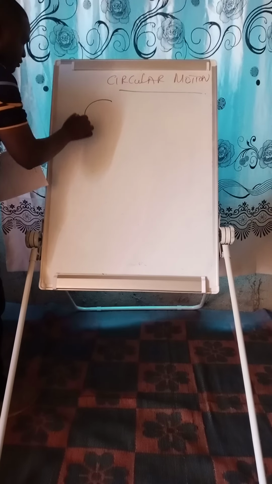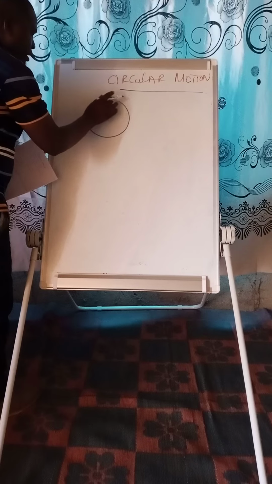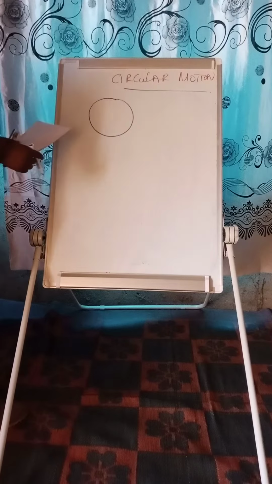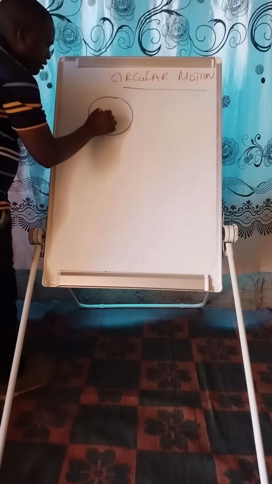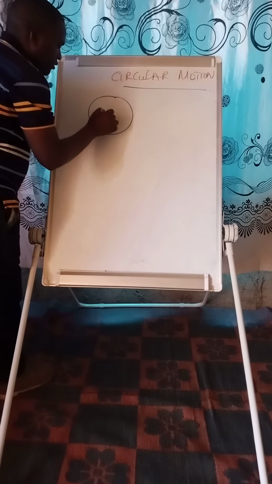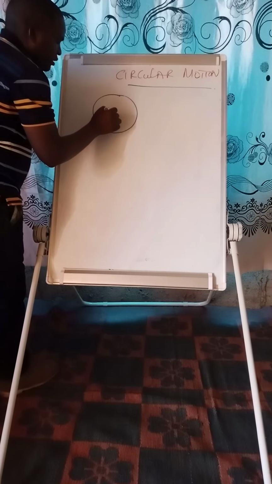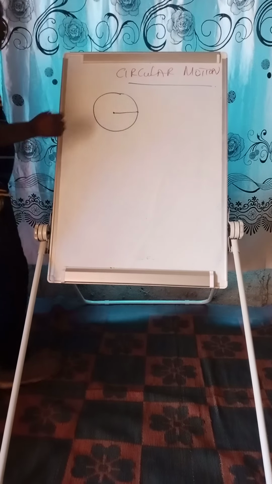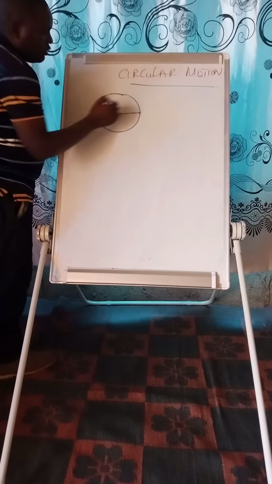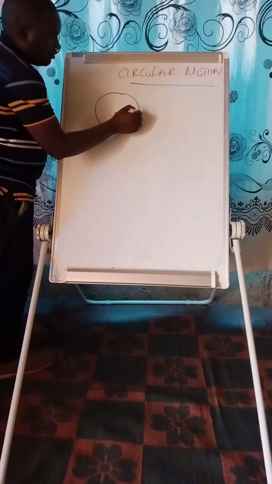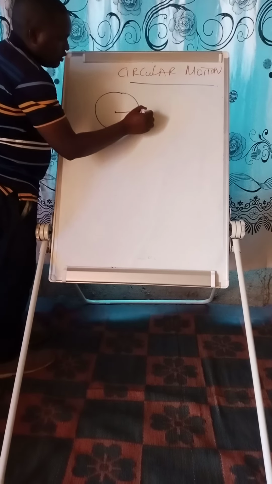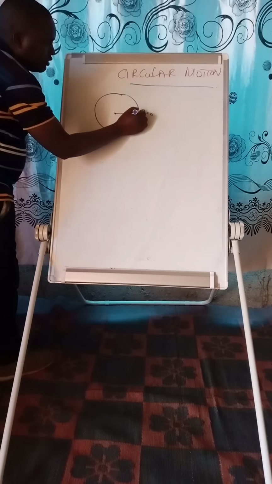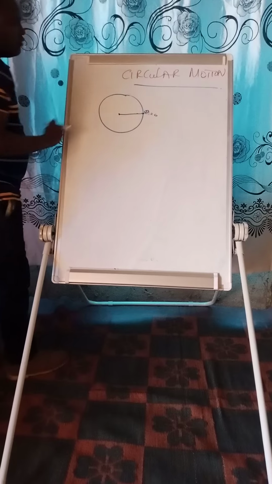Example, this is a motion described by an object which is in circular motion. This is the center. You see, for example, an object is here. Now we find that the angle theta is 0 at this point.